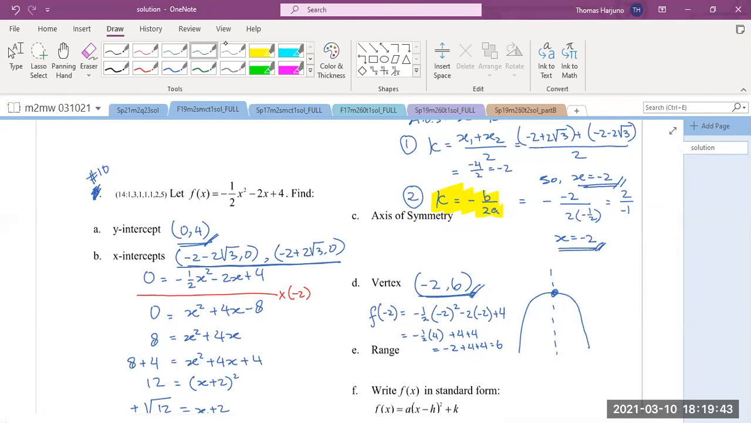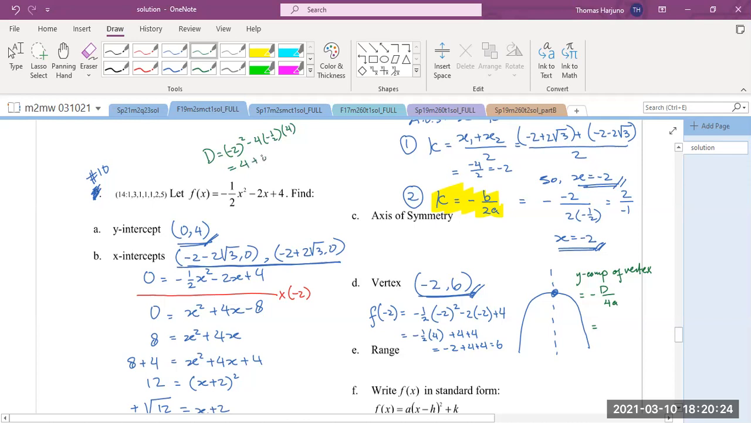From there, we get the vertex. Now, besides plugging that negative 2 into the function to find the y component of the vertex, we can also do the following. The y component of the vertex is equal to negative D over 4a. Okay, now you can calculate the discriminant aside. So the discriminant is b squared minus 4ac. So that's 4 plus 8, that's 12.